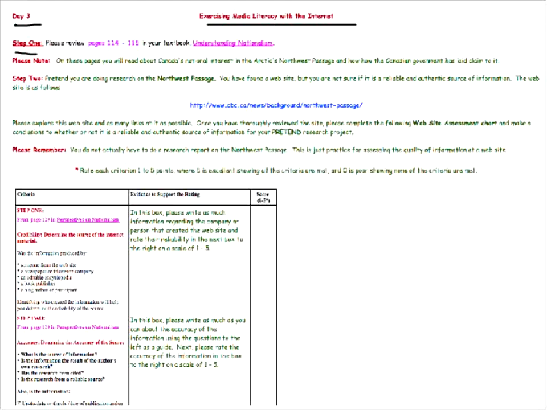Step 1, please review pages 114 to 115 in your textbook, Understanding Nationalism. On these pages, you will read about Canada's national interest in the Arctic's Northwest Passage and how the Canadian government has laid claim to it. In step 2, I want you to pretend you are doing a research project on the Northwest Passage.